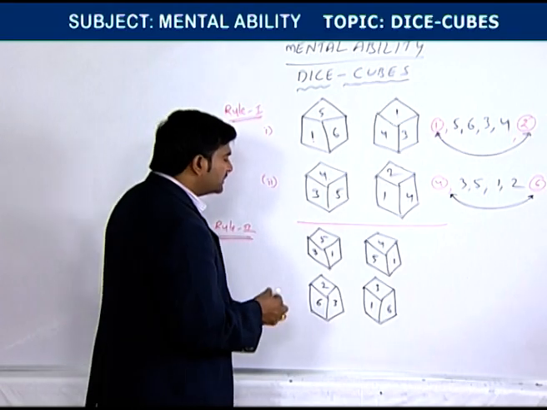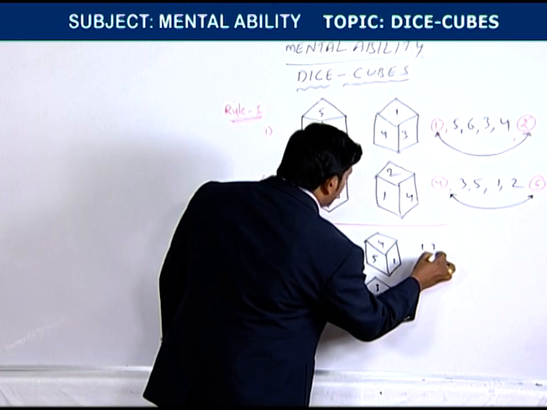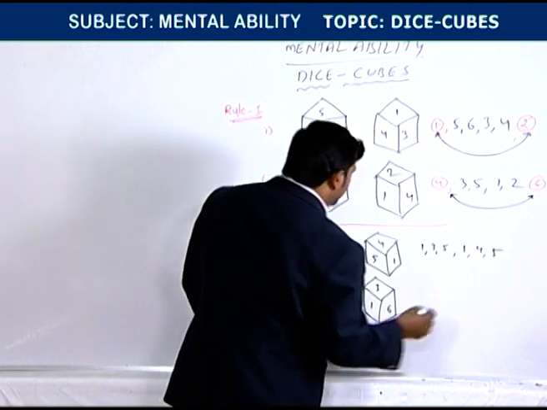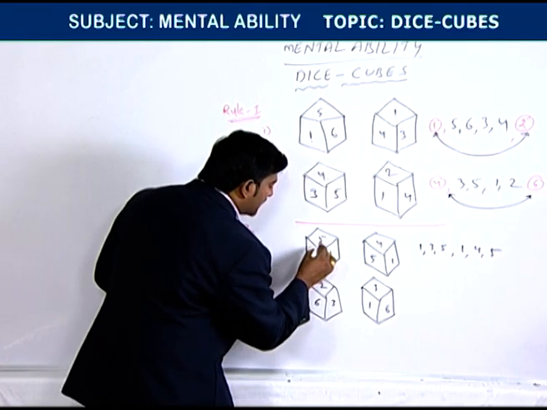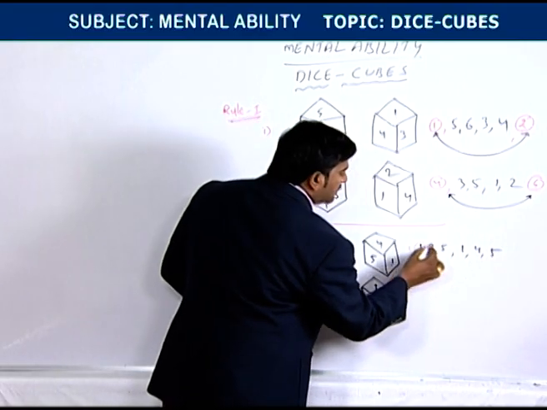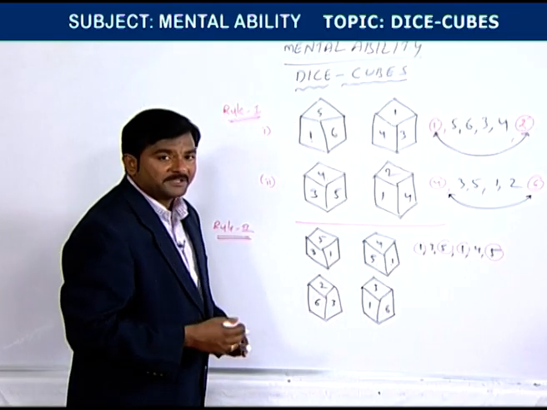See here, observe here, write all the numbers. All the numbers, what I am getting, 1 comma 3 comma 5. Here what I am getting, 1 comma 4 comma 5. So if you observe here, in these two examples, 1 is common, 5 is common. So 1 comma 5 are always common in these two cases.